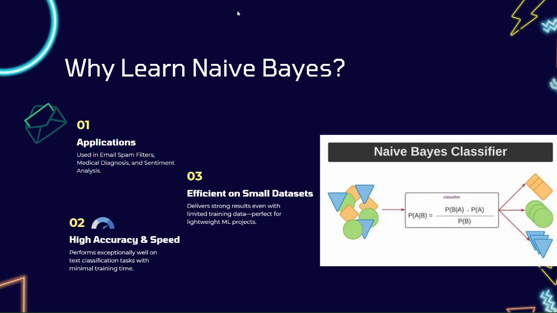This is helpful when you are working on small projects or in situations where gathering data is hard, like in startups, research projects, or early prototypes. So, in short, Naive Bayes is like your go-to friend when you want quick, smart, and simple predictions.